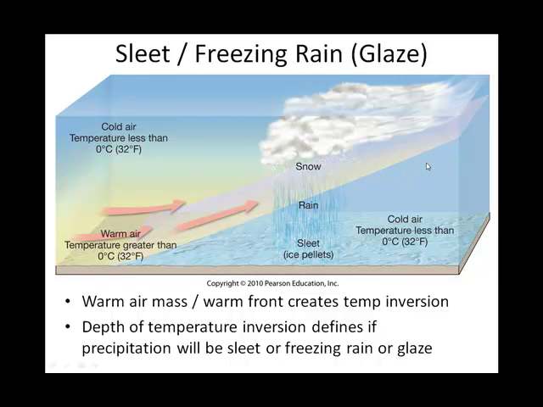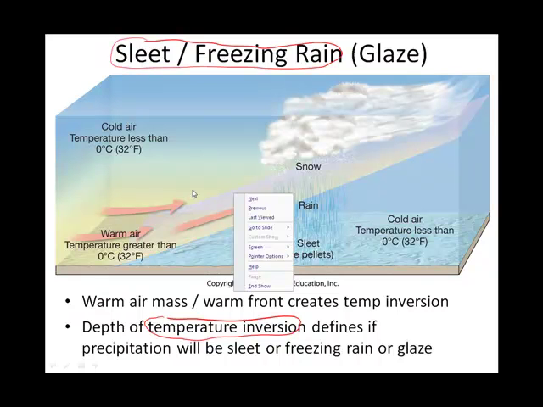Again, sort of a miscellaneous slide, showing you another figure of a freezing rain or sleet event. Remember, what they both need is a temperature inversion, and this is on the slide. They both need a temperature inversion, and one good way to get a temperature inversion is what we call overrunning of warm air.